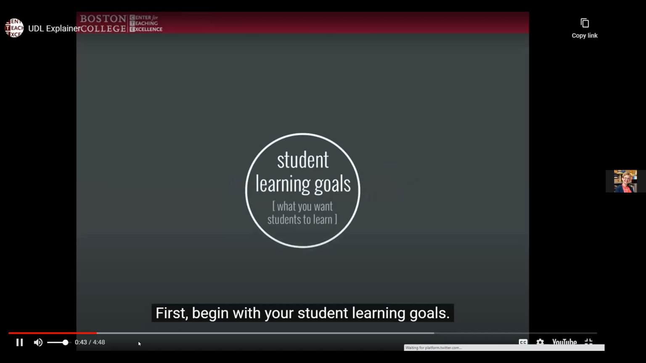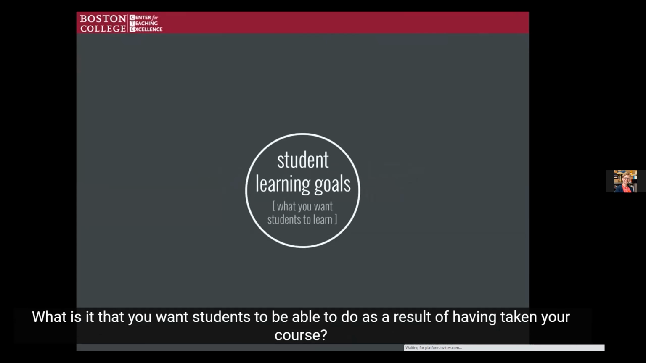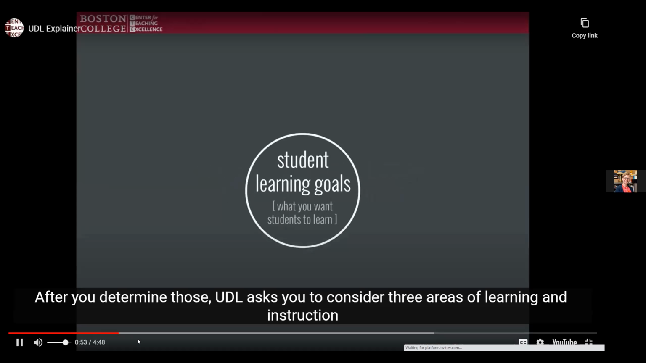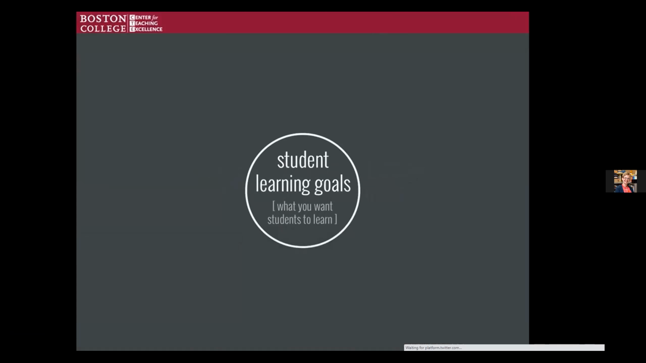First, begin with your student learning goals. What is it that you want students to be able to do as a result of having taken your course? After you determine those, UDL asks you to consider 3 areas of learning and instruction and how you might make them accessible to the widest possible audience.